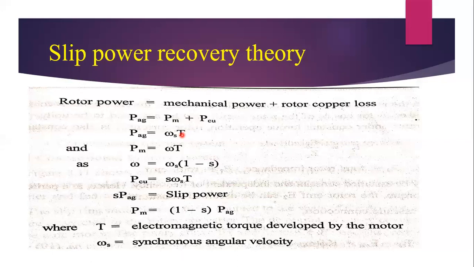The rotor copper loss is proportional to the slip. PCU is proportional to the slip. Speed control of a slip ring induction motor can be done by connecting external resistance to the rotor side.